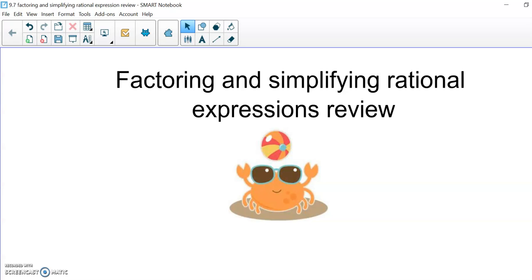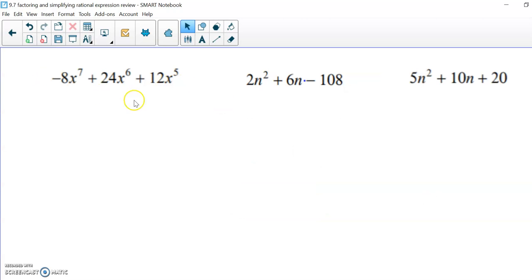This is Algebra 1, Factoring and Simplifying Rational Expressions. So we've spent some time on this, but I think we could use another day to review it. So let's go back. We're going to start with factoring, because you can't simplify a rational expression until you factor it. So we're going to start by factoring this trinomial.